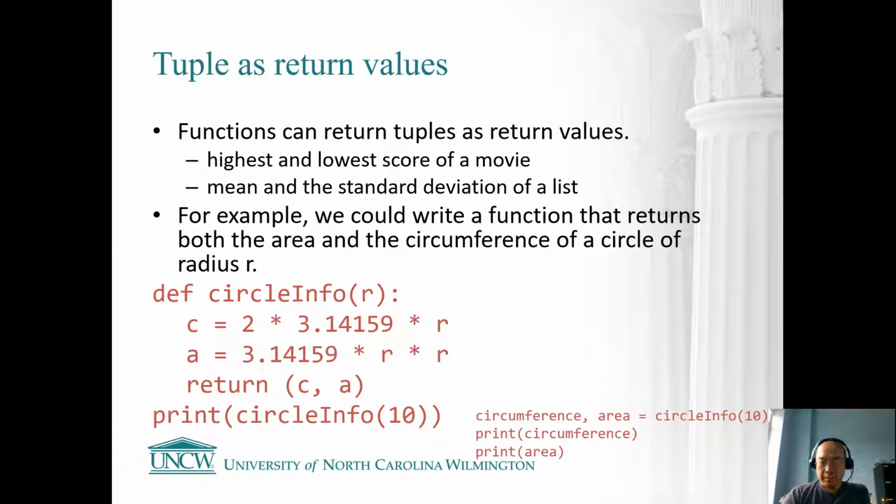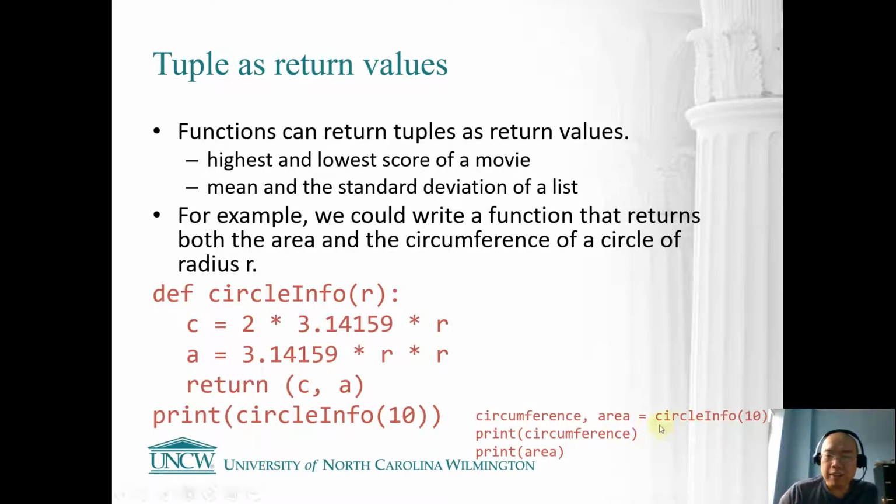Oh, sorry. Here's one more thing. When I'm calling circle info, I'm sending the radius as 10, and I know this function call is going to return two variables in a tuple. The first one will be C for circumference, and the second one will be A, right? Since I know there will be a tuple of two items returned, how about I just unpack this return tuple right when the return value comes here.